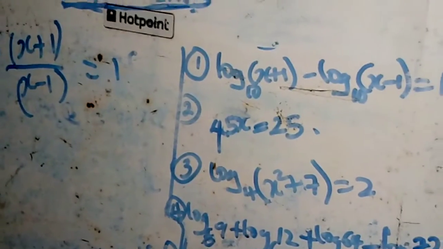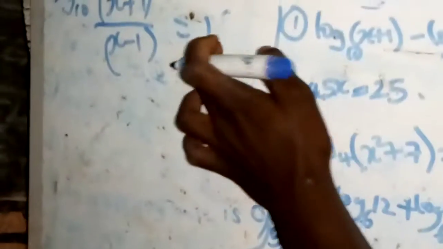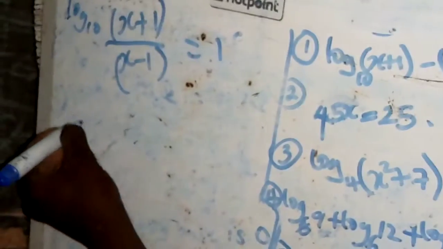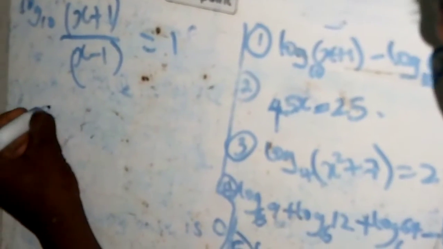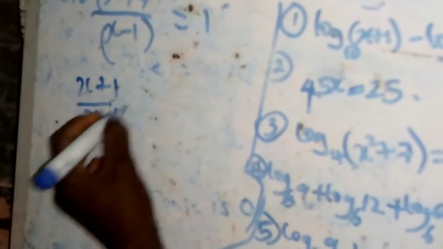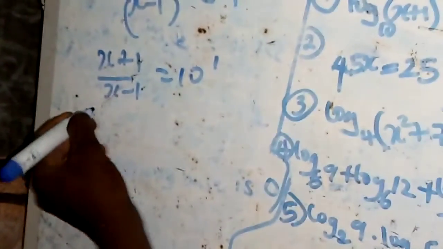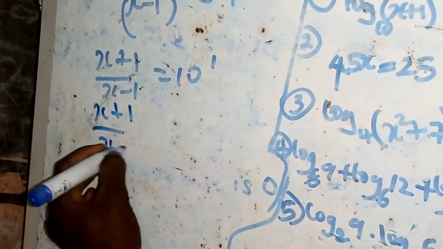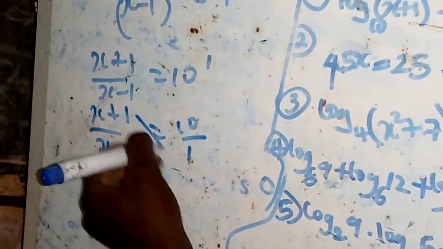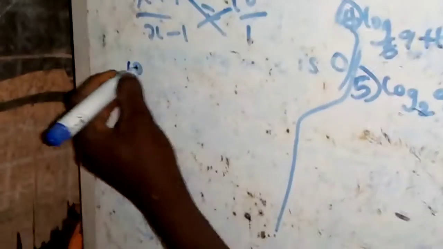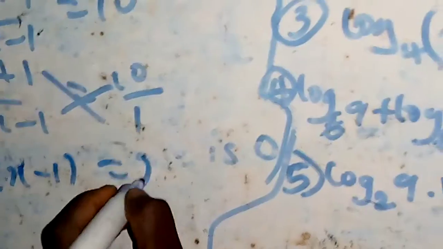I want you guys to go back to the rules where we proved rule number 5, where we say the base is raised to power the outer part of it. Now looking at this base, it will be in this form: x plus 1 over x minus 1 equals 10 raised to power 1. 10 raised to power 1 is still 10. So when we cross multiply, x plus 1 over x minus 1 equals 10 over 1. So when we cross multiply, that's 10 times x, that's 10x. Let's write it in this form: x minus 1 equals x plus 1. Right, this times 1 is still this.